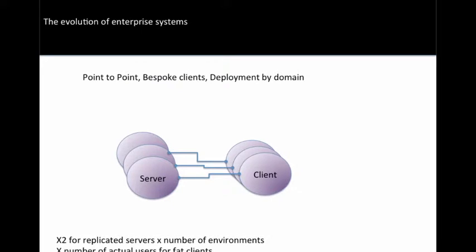So you tend to have bespoke clients, and the deployment is really by domain. So as a domain changes and collects all the changes, so deployment occurs. So you're having to wait and synchronize all of the deployments of the different pieces of value that you want to deploy. The cost of these sorts of systems generally is twice the number of servers, so that you've got a replicant, times the number of environments.